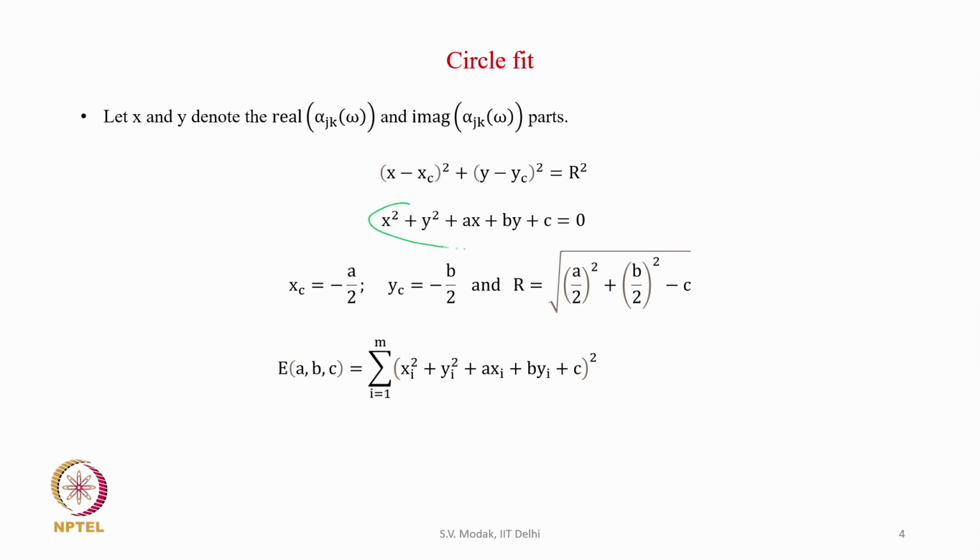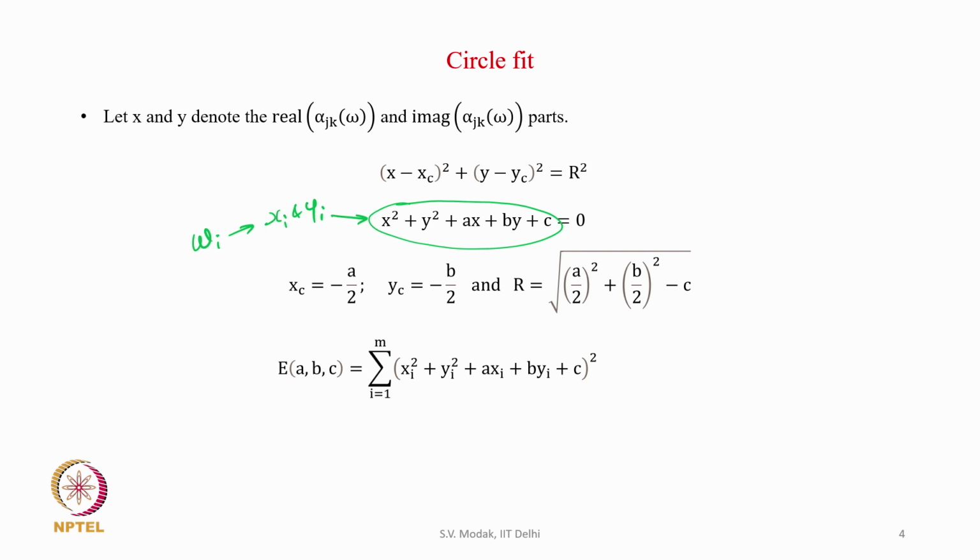So, you can see if I substitute xi and yi corresponding to the frequency omega i in this equation, then the magnitude of the left hand side essentially represents the error in the fit. Ideally, if the fit is perfect, this left hand side should be 0, because only then will it satisfy the equation of the circle.